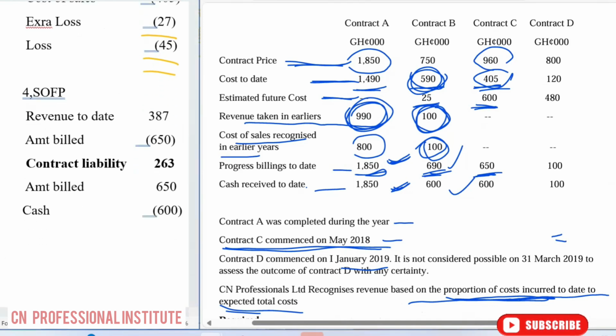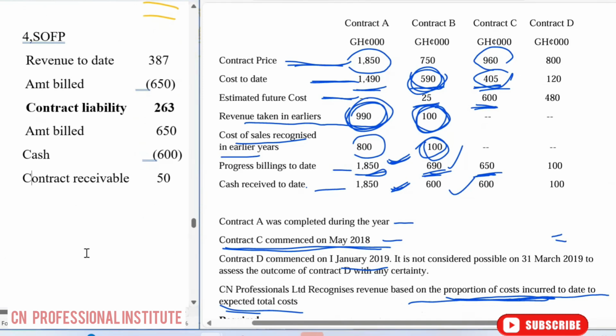Okay, so there will be a contract receivable. There will be a contract receivable of 50. This is also an asset which will be recorded in our financial position. So this is an asset. We have to record it as an asset, but the contract liability, we have to record as a liability.